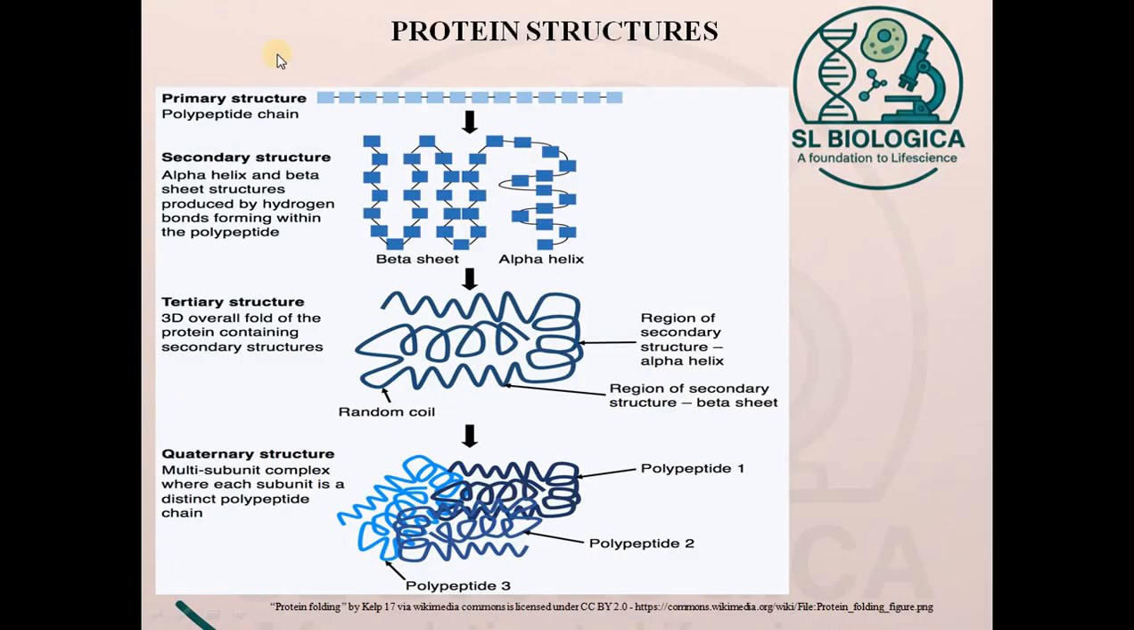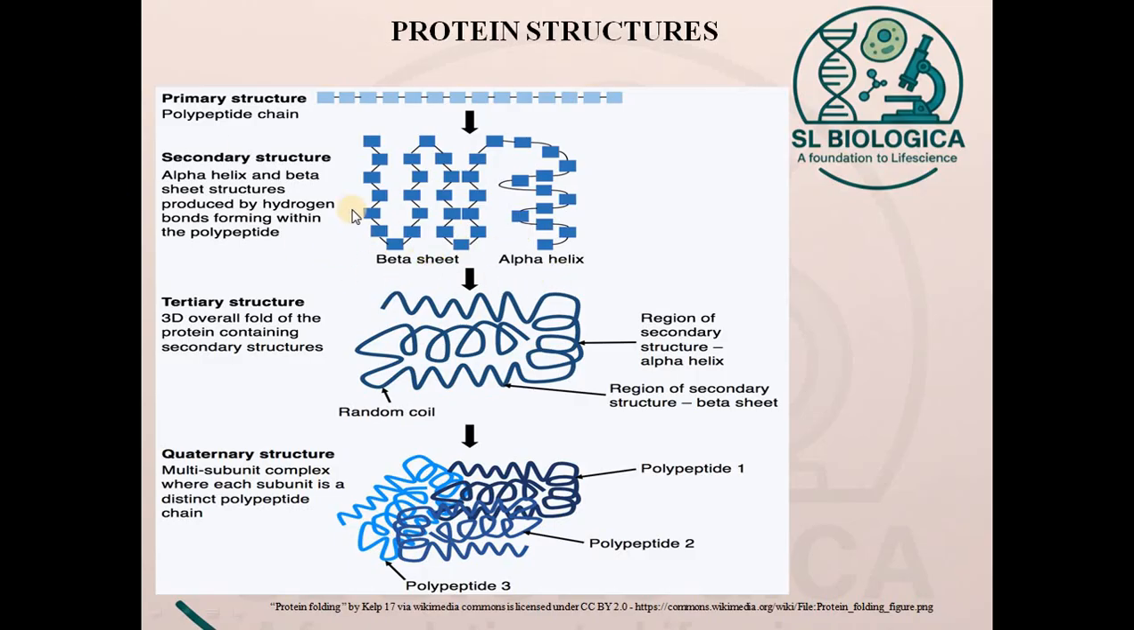So this is the overall protein structures. We know that protein exists in 4 types: primary structure, secondary structure, tertiary structure and quaternary structure. Primary structure means simple amino acid sequence. It exists in the form of a polypeptide chain. Secondary structure is a more advanced form of primary structure, where the primary structure combines together to form a secondary structure. It exists in 2 forms, beta sheet and alpha helix.